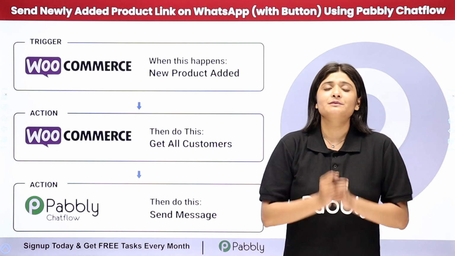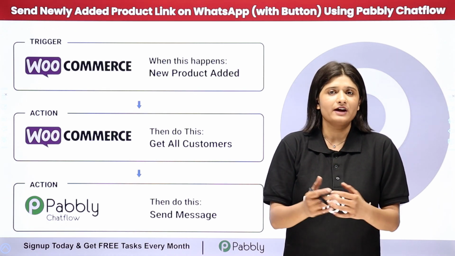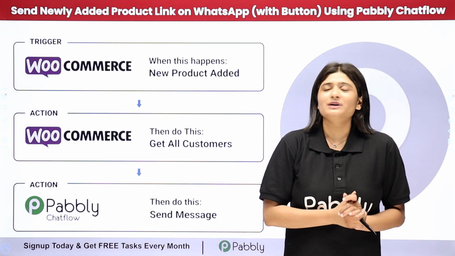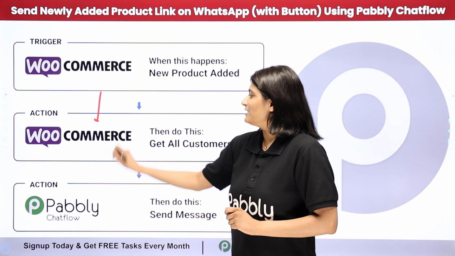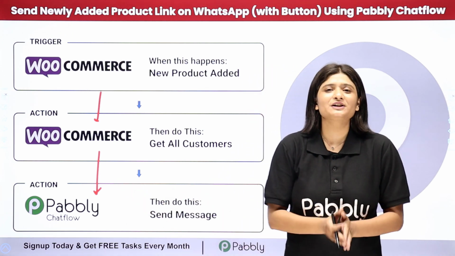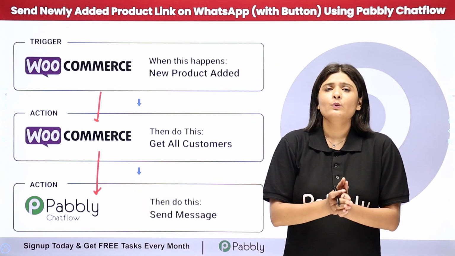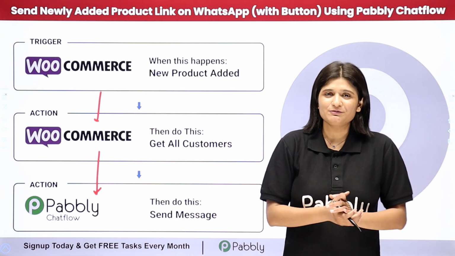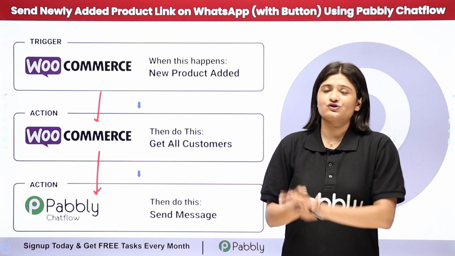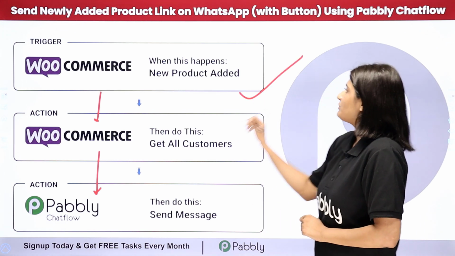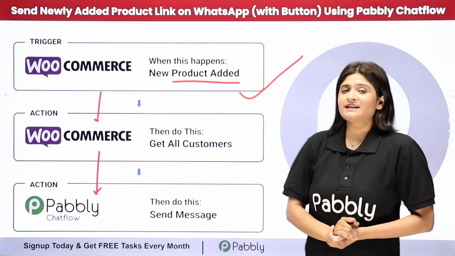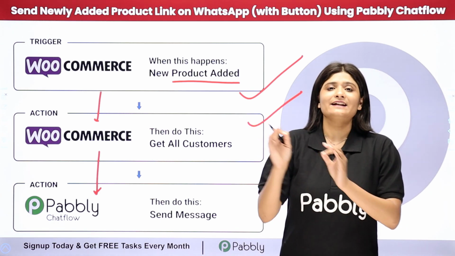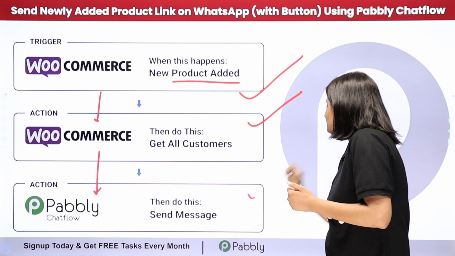So Pabbly Connect is an amazing automation and integration software which requires no coding or programming skills. Here I just need to build a connection between WooCommerce and Pabbly Chatflow. So Pabbly Chatflow is the newly launched application of Pabbly which helps us send automated WhatsApp messages to our customers. Now with the help of Pabbly Connect, I'm going to build this connection in such a way that whenever I add a new product in my WooCommerce, I get all the customer details from my WooCommerce and directly send the messages with the attached button and product link.